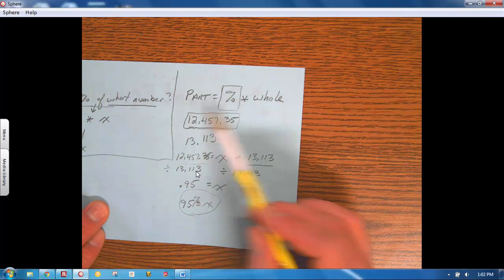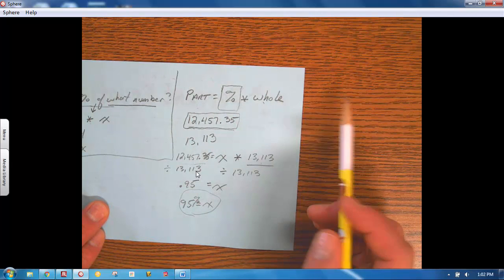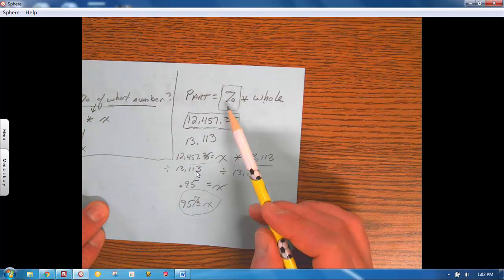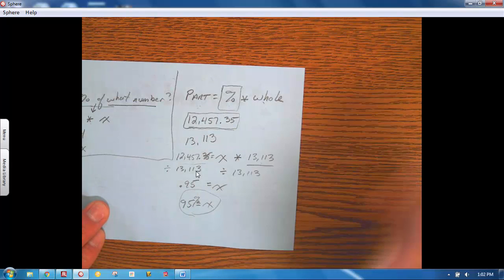So again, part equals percent times whole, and then you just decide what are we looking for, the percent, the part, or the whole.